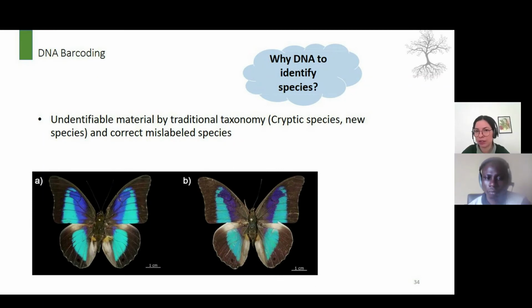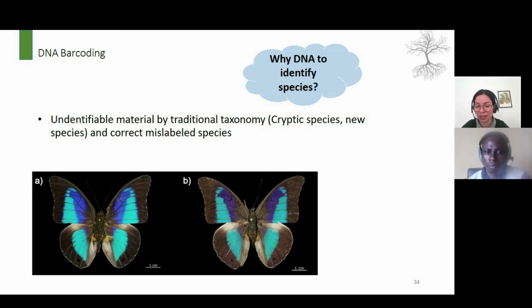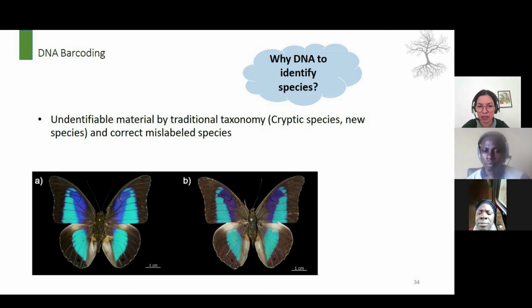So here I already talked about this slide. Some other applications: there are some species, for example here in butterflies. These are two different species, but for me and maybe for you, we are not experts on butterfly identification, right? So you can see that we cannot really identify them. But with this molecular identification, the DNA barcoding, we can identify those species that are called cryptic species.